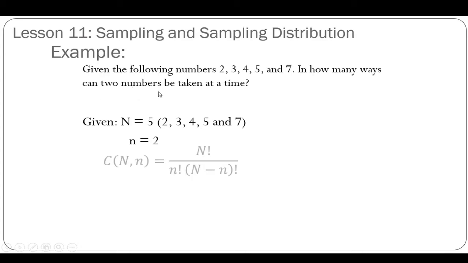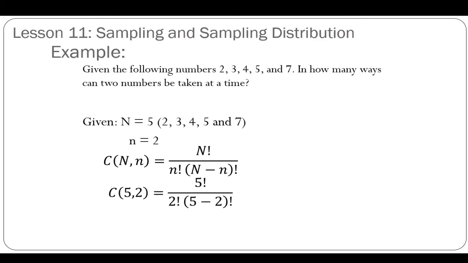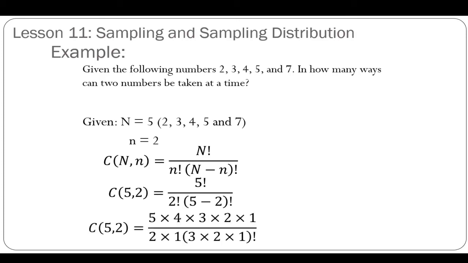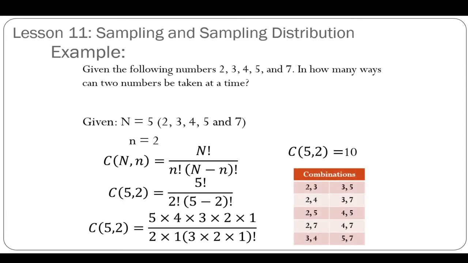So, to solve this, to get the combination, we apply the formula, then we substitute. Ayan. So, 5 combination 2. Ilan na makukuha natin? That is 10. So, meron tayong 10 combinations. So, ano-ano kaya yung mga combinations na yon? Ito yung mga combinations: 2,3; 2,4; 2,5; 2,7; 3,4; 3,5; 3,7; 4,5; 4,7; and 5,7. Okay. So, nasusundan ba? Okay, good.